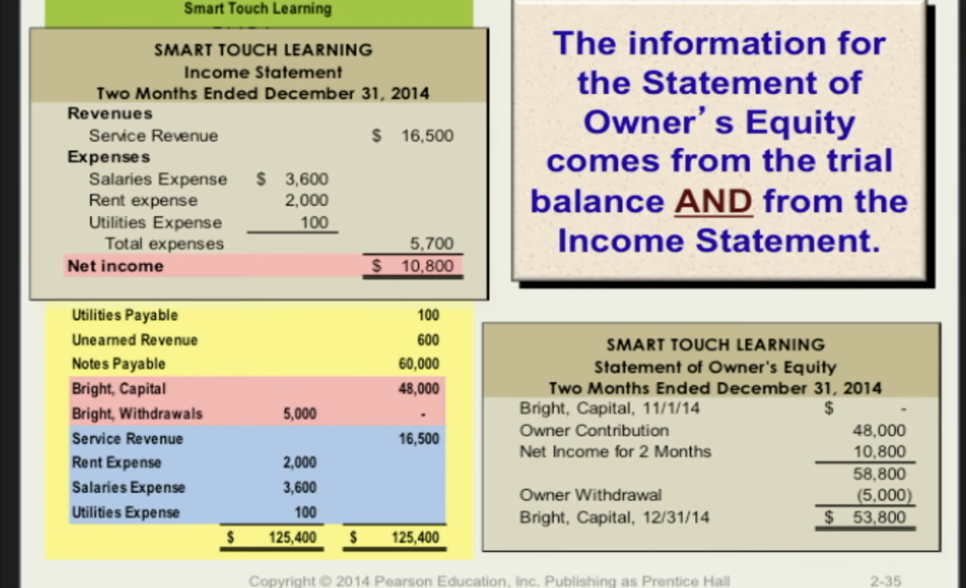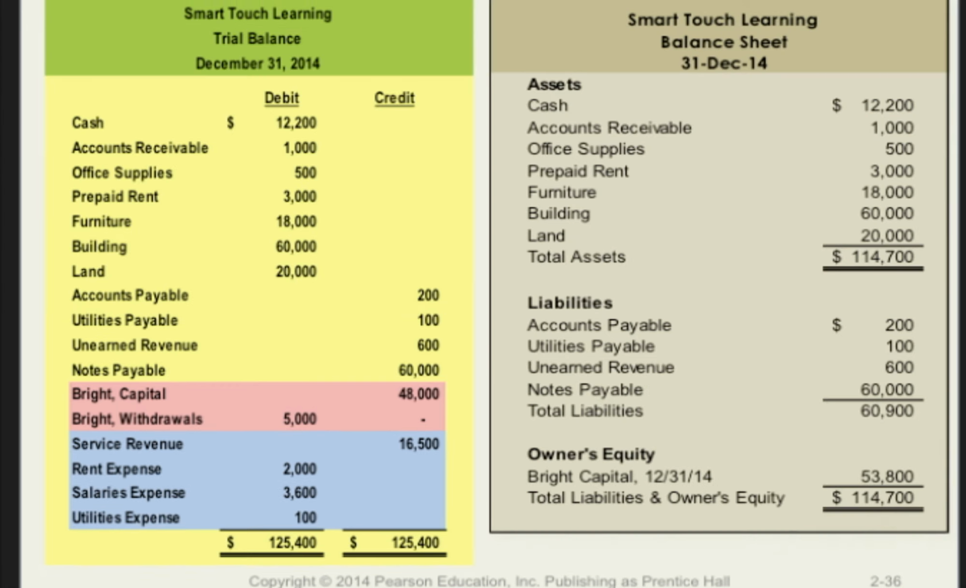The statement of owner's equity is prepared next. The information comes from the trial balance and from the income statement as shown. The statement starts with the beginning balance in owner's capital. The ending balance in owner's capital will be transferred to the balance sheet. The rest of the information on the trial balance is now used to prepare the balance sheet. The balance in Bright Capital does not come from the trial balance, however. That information comes from the statement of owner's equity.